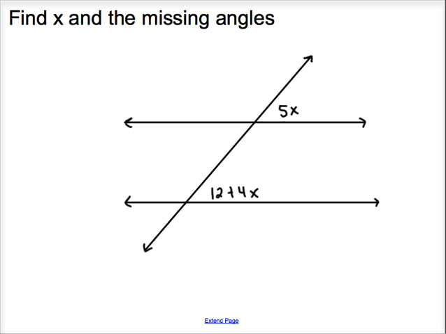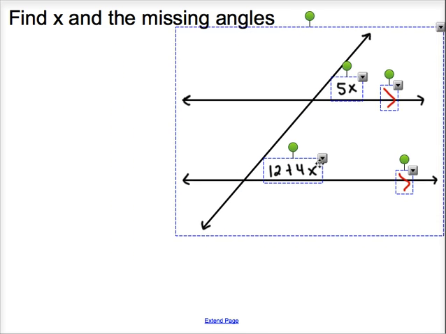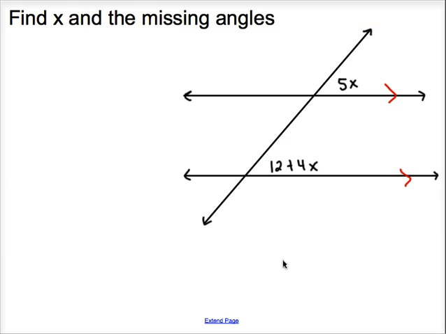Okay, next one. Again, I have two parallel lines cut by a transversal. What is the relationship between these two angles? They're corresponding. Very good, they're both corresponding, and if these two angles are corresponding, then what does that tell me about these two angles? That they're congruent. Very good.